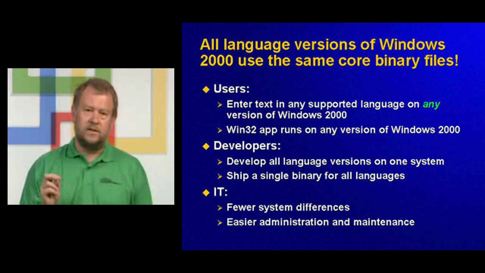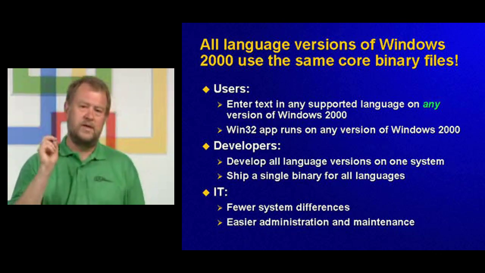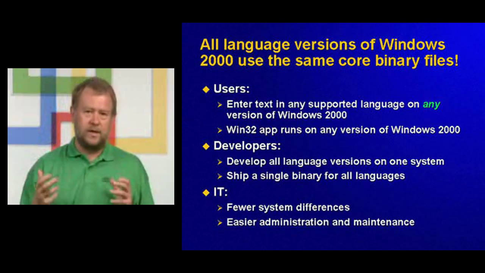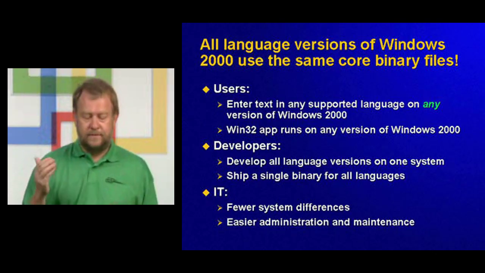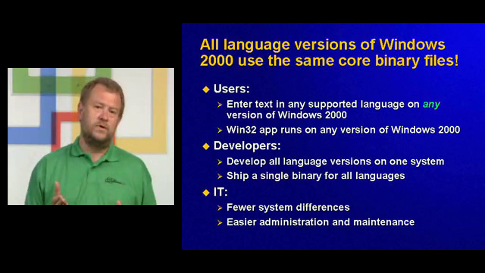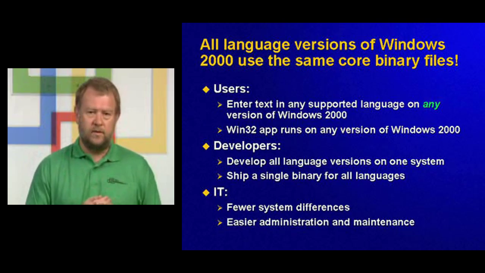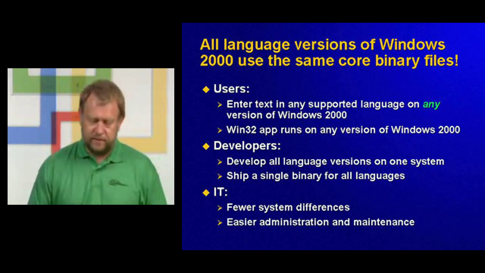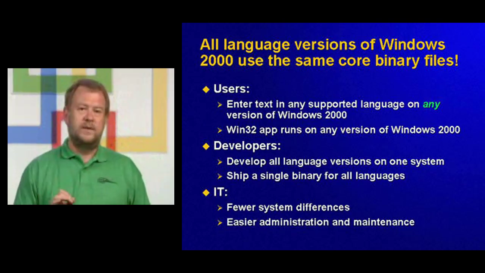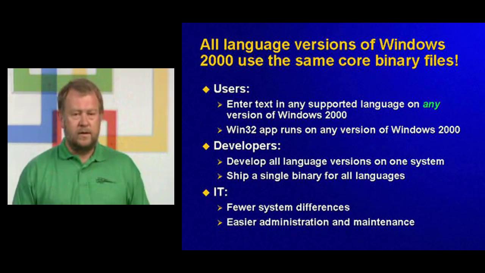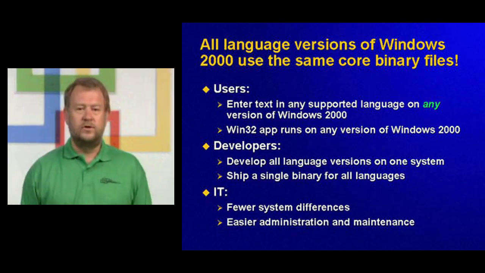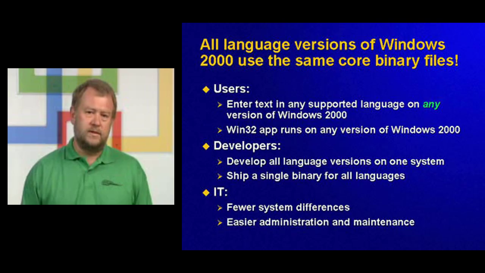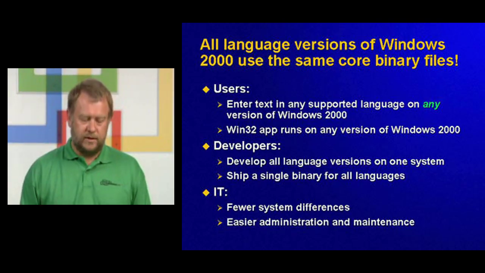The advantage to developers is that developers can develop an application. They can develop all language versions of their application on one system, and they can also do the same thing that Windows 2000 does, which is they can develop a single binary application. And we encourage people to do that. And if you are an application developer, I would encourage you to look at the websites that come at the end of this presentation for more information on how to do that.